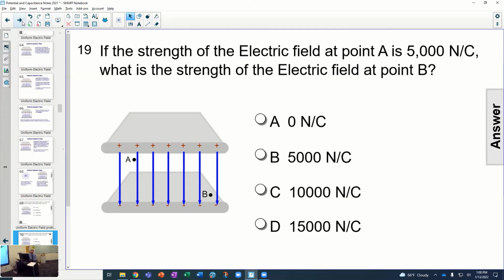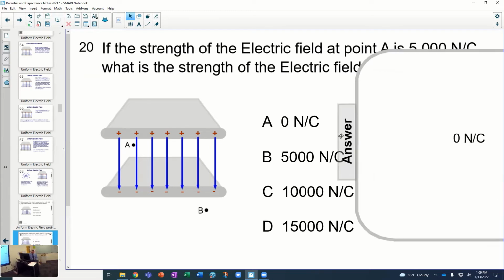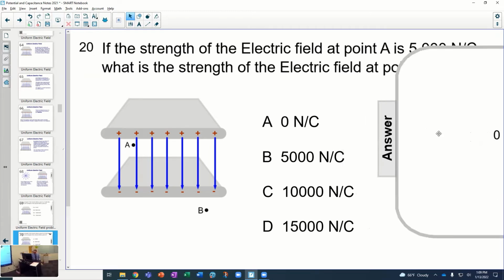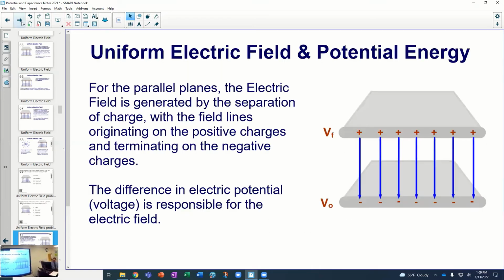If the strength of the electric field at point A is 5,000 newtons per coulomb, what's the strength of the electric field at point B? Again, if you paid attention as we were reading through that, you know that outside the field it's going to be 0, which is A. Just a couple quick questions, making sure you were paying attention.